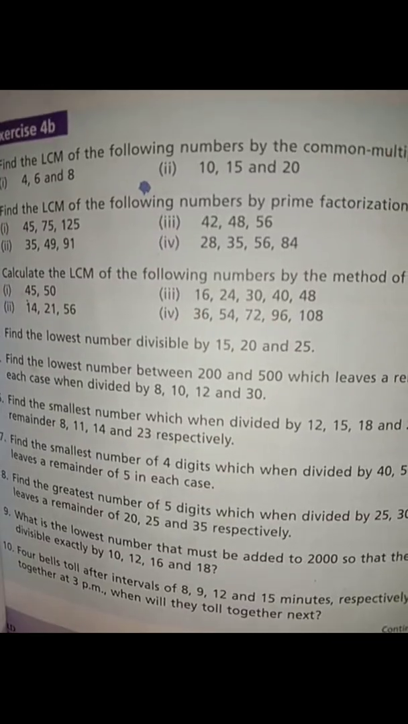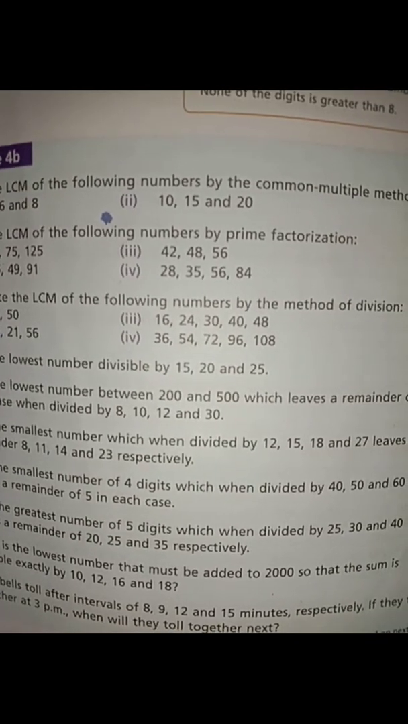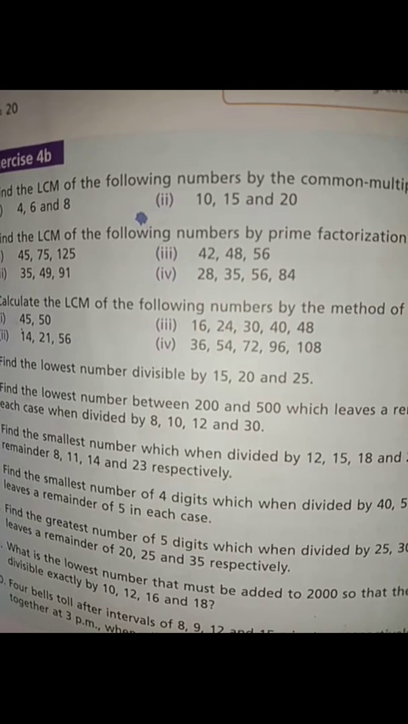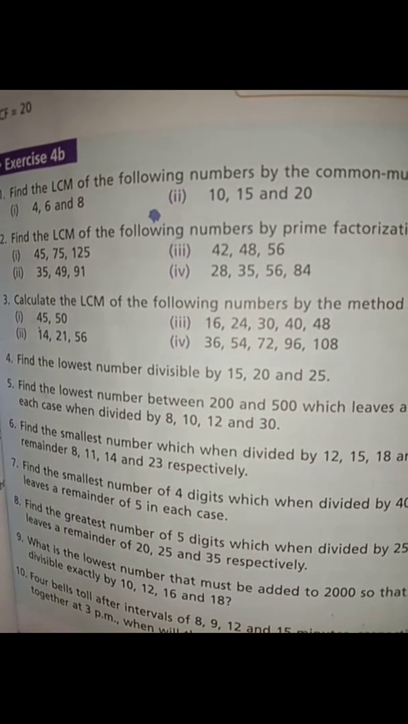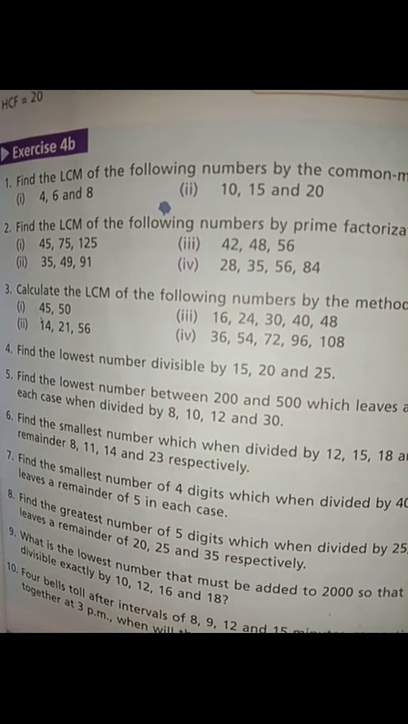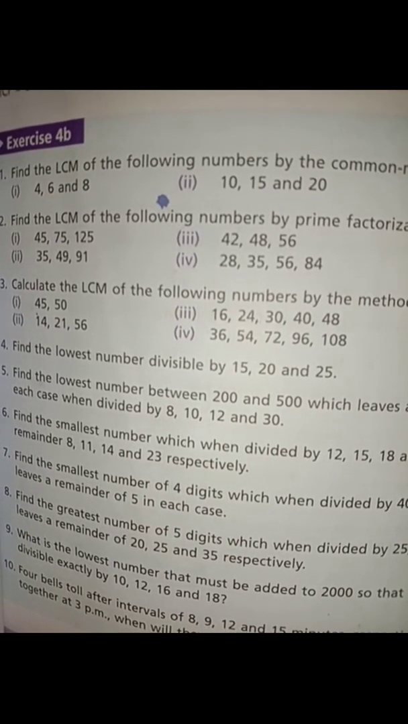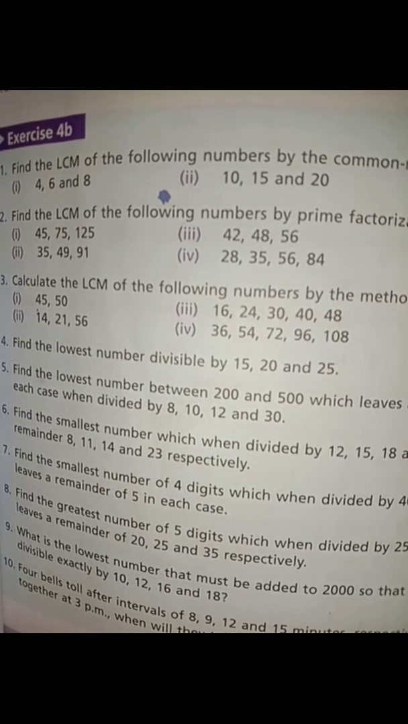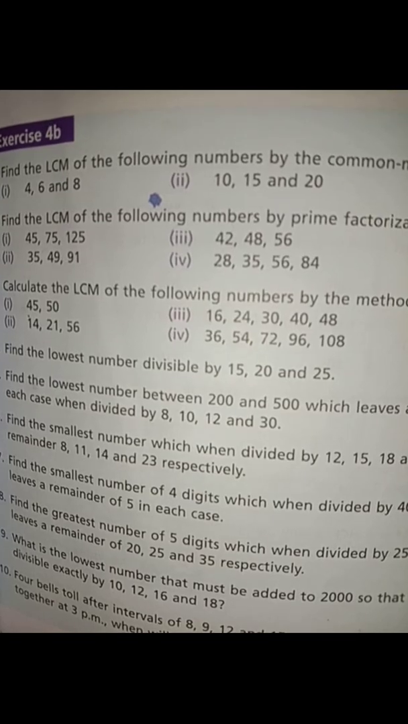Understand? In question number 3, we have to find the LCM of the following numbers by the method of division. In the division method, we have to find the prime factorization of both numbers, or however many numbers are given, by taking co-prime factorization. Understand? So the first question is 45 and 50.